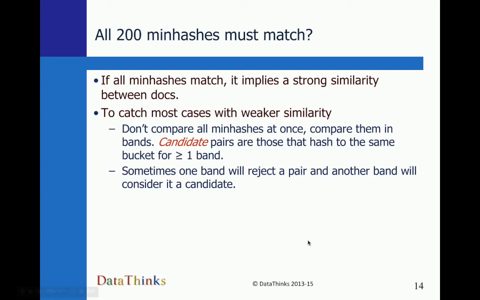So this, again, is where you get better performance because you're minimizing the search space and you don't have to search all your documents. Unlike if you were using k-means clustering, for example, you wouldn't need to search for everything just to see if your candidate document has a similar document already indexed. So sometimes one band will reject a pair and another band will consider it, and sometimes you might match in every band.